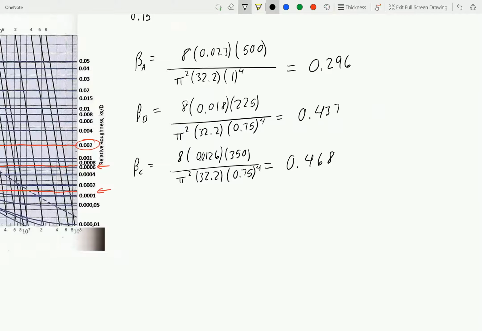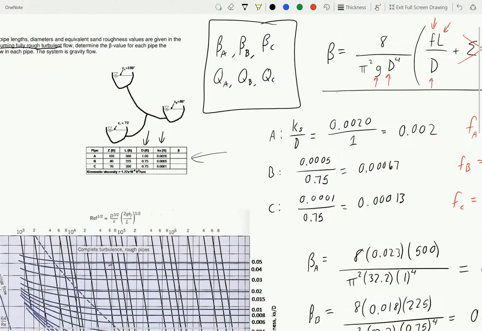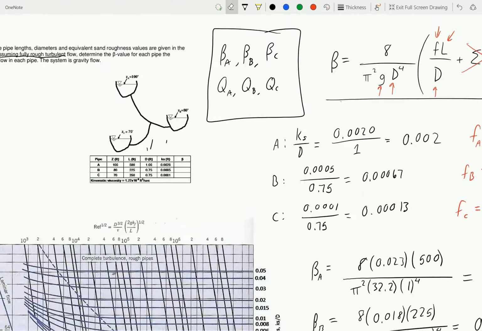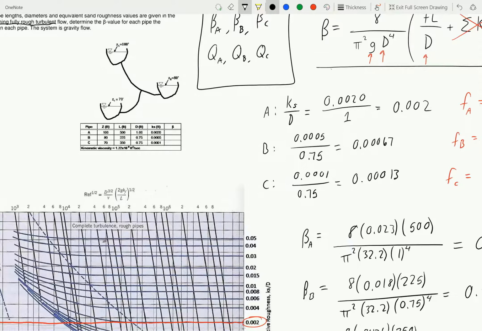So now that we have our beta values, this is where this problem differs from any of the other types of problems that we've done so far. We know that the flow is going to be going out of A, and we also know that it's going to be going into C, but we don't know if it's going to be going into B or out of B. And that's where we're going to have to make some assumptions and test those assumptions out.